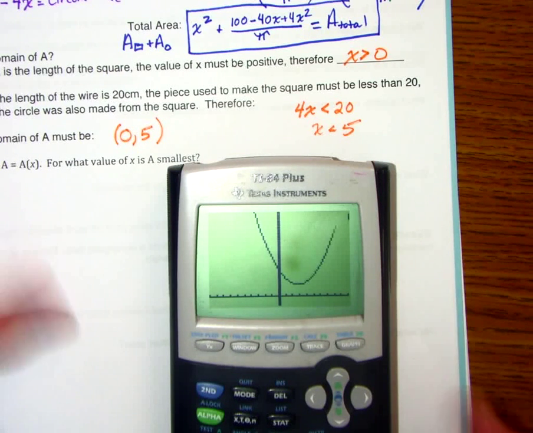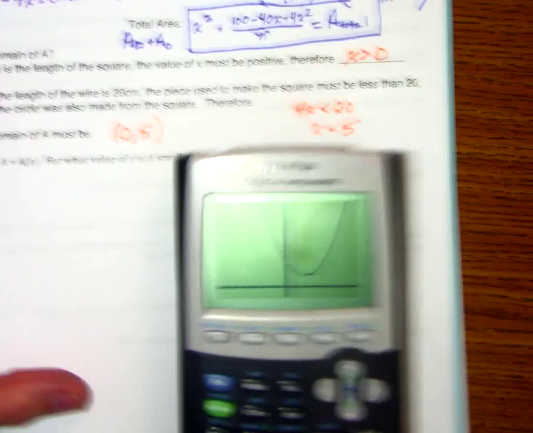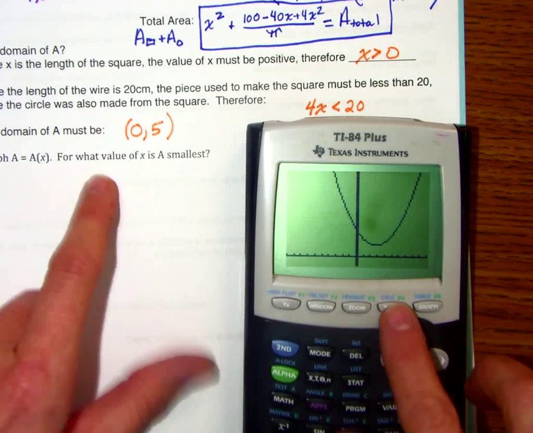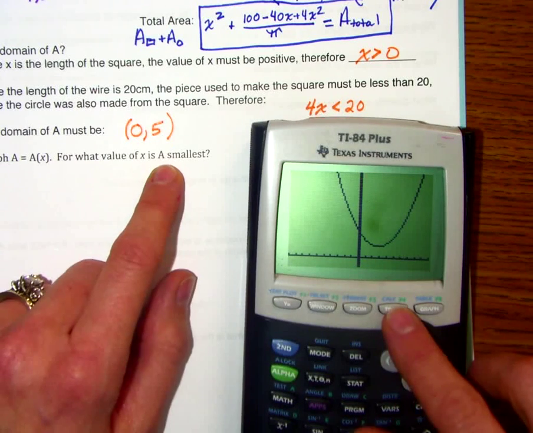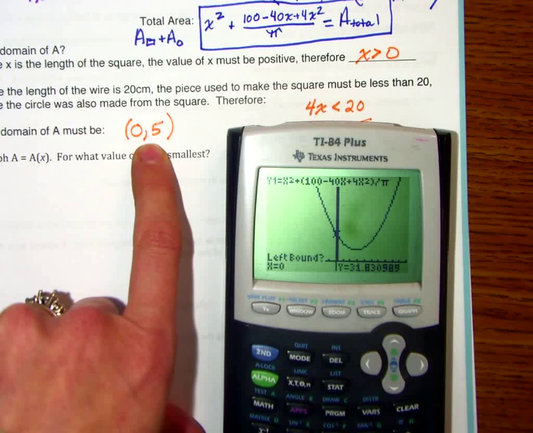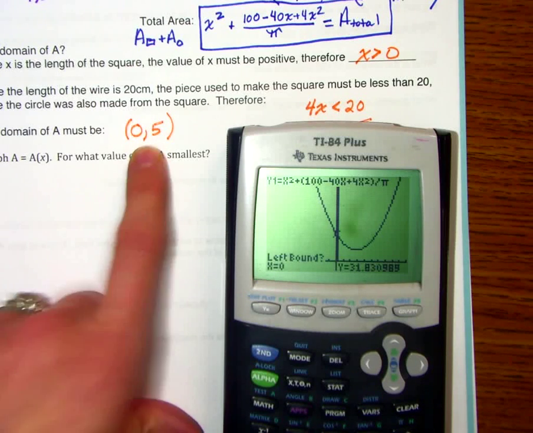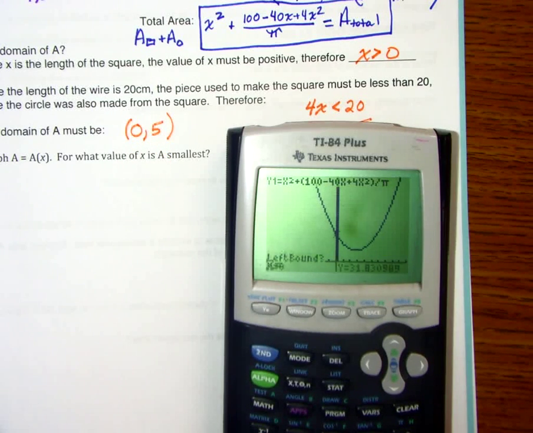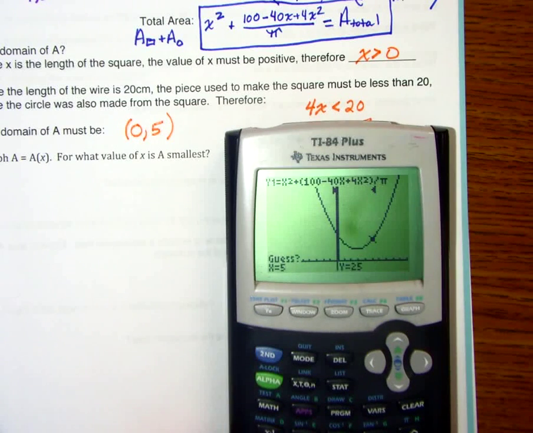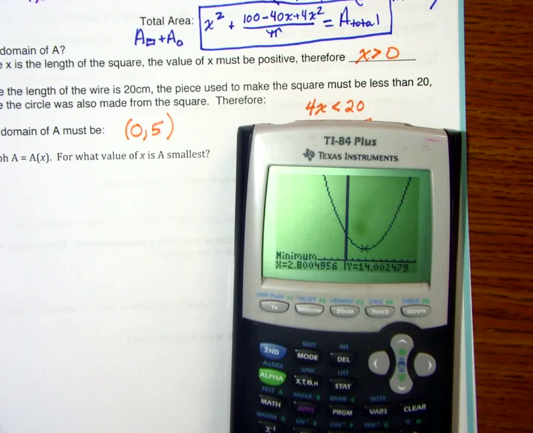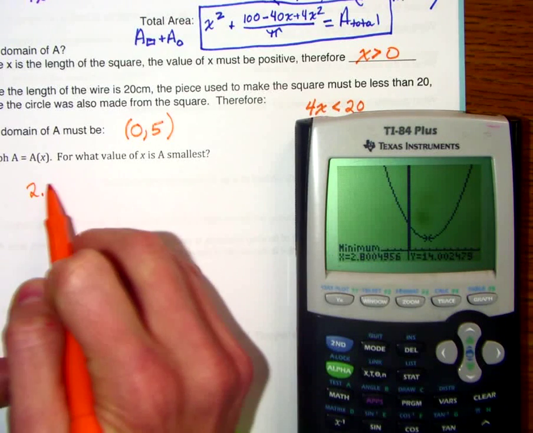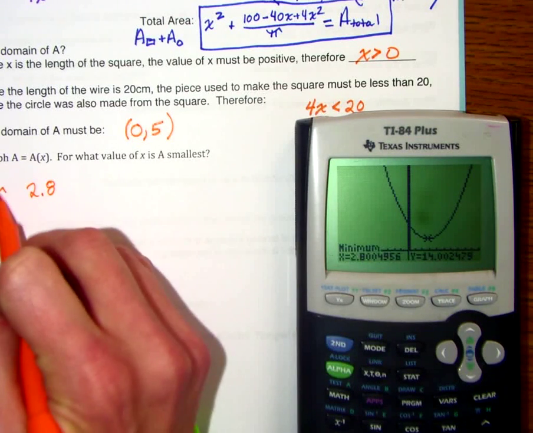So here's 100. Wait, don't go. We need to find for what value of x the area is the smallest. What are we trying to find here? The minimum. What's nice is we already have a left bound and right bound because this is our domain. So we get 0 for left bound, 5 for right bound, and we press enter again. All right, so the value of x is approximately 2.8.